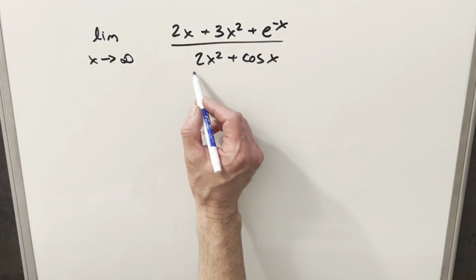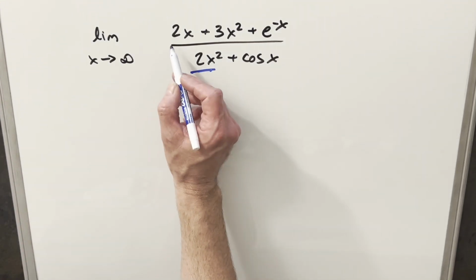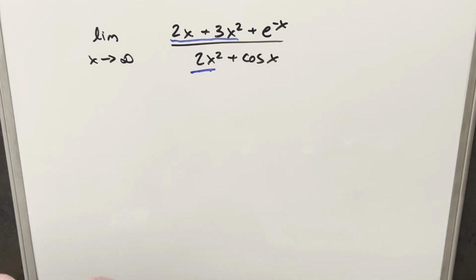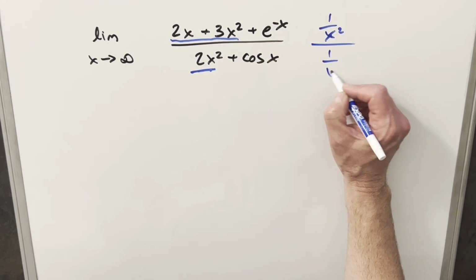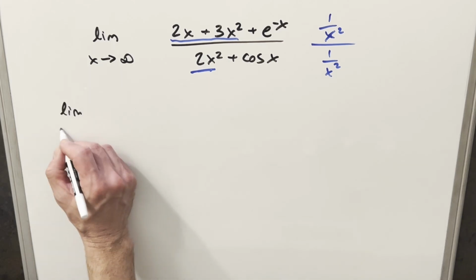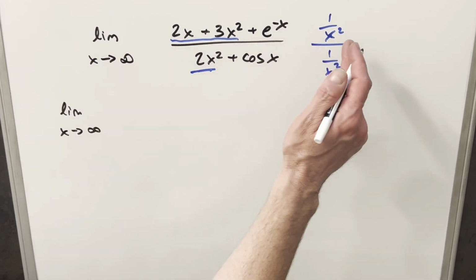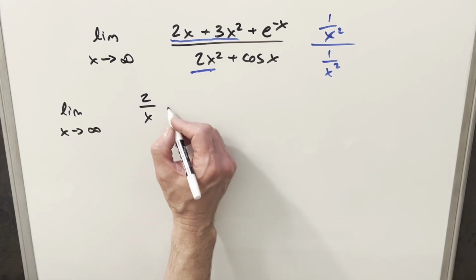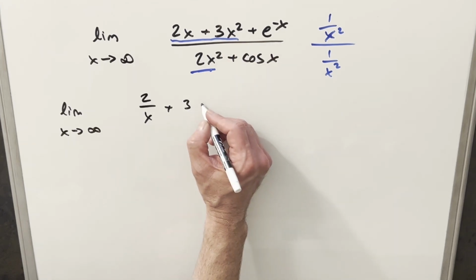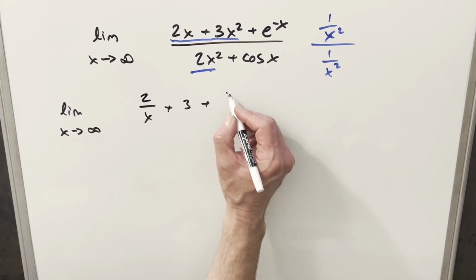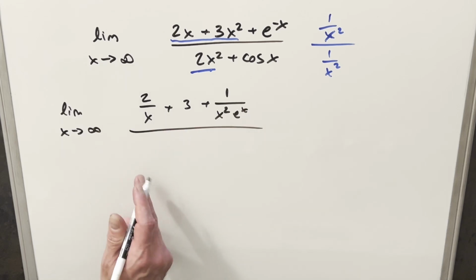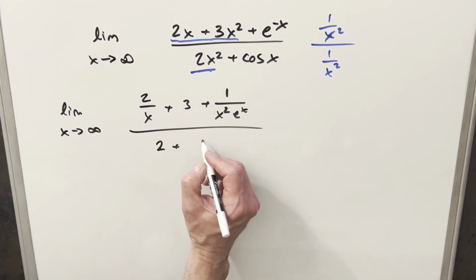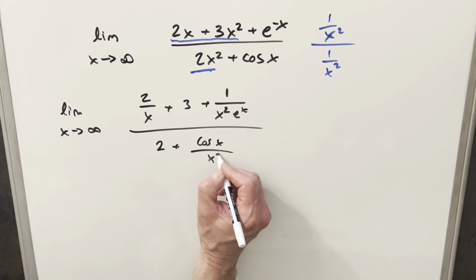Okay, so what I want to try here instead is just look at our polynomial part, like 2x plus 3x squared, and look at the highest degree term, which in both cases is the square term. And then let's just try to reduce that. What I'll do is multiply by 1 over x squared in the numerator and denominator. So first, 2x times 1 over x squared is going to give me 2 over x. Then here, this is just going to be a 3. And then here, we're going to have e to the minus x, but I'll put it all in the denominator. I'll write it like x squared e to the x, just to make it clear. Then here, this is going to just become 2. And then this is going to be cosine x over x squared.